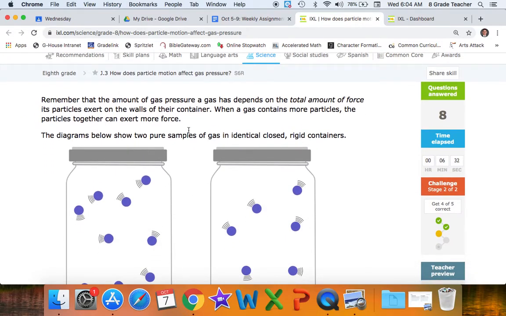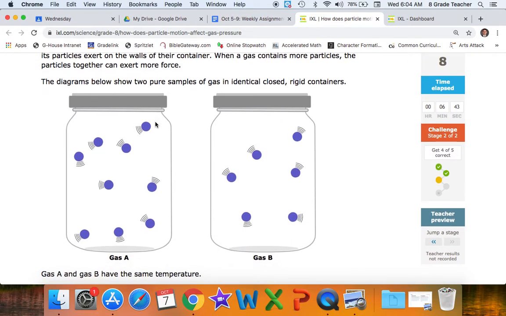Remember that the amount of gas pressure a gas has depends on the total amount of force it's exerted on the walls of the container. When a gas has more particles, the particles together can exert more force. Now we might want to count those particles.